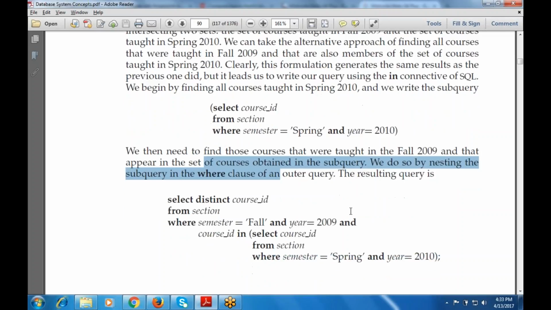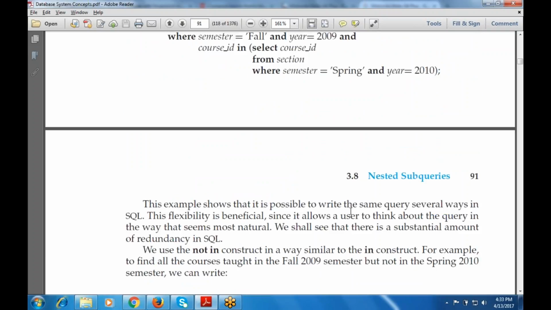So the resulting query is: select distinct course ID from section where semester equals fall and year equals 2009, and course ID in (select course ID from section where semester equals spring and year equals 2010). This example shows that it is possible to write the same query in several ways in SQL. This flexibility is beneficial since it allows a user to think about the query in the way that seems most natural.